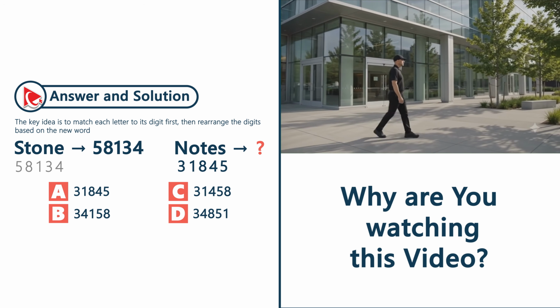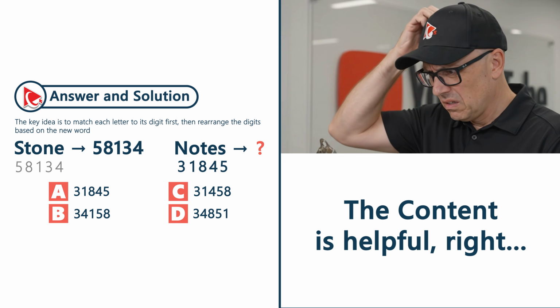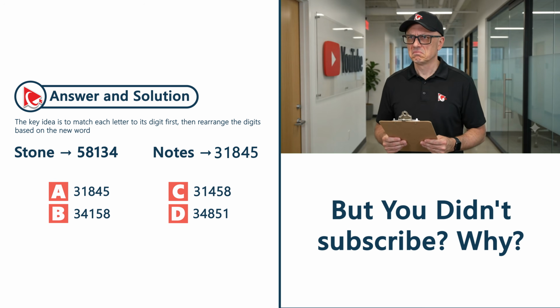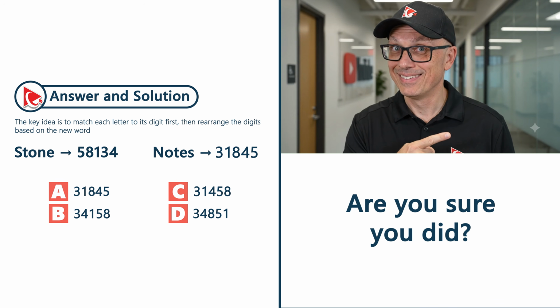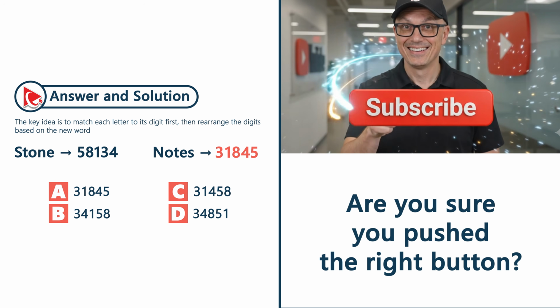The key idea is to match each letter to the digit first, and then rearrange the digits based on the new word. Since stone and notes have the same letters, this is a letter position coding question, not a calculation. This is why notes equal 31,845. And the correct answer here is choice A.